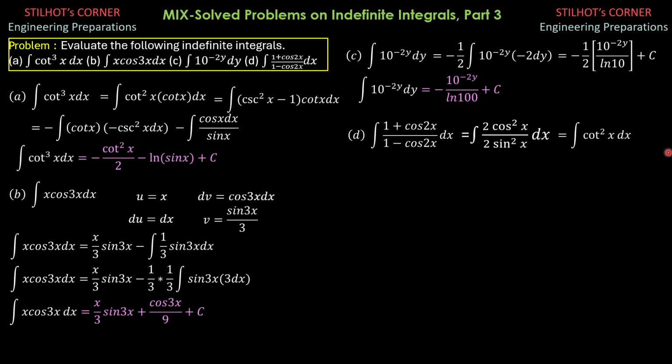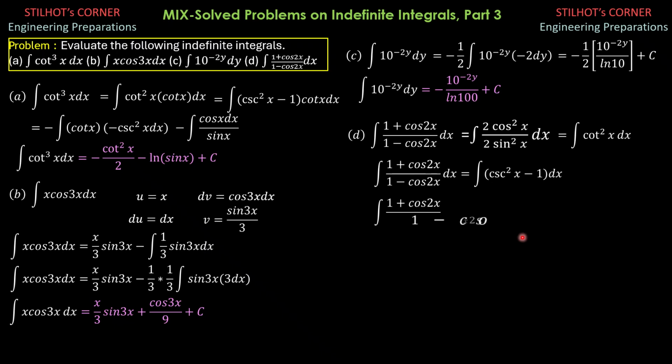And based on experience, we change this by its identity, which is cosecant square x minus 1. So that would now be reduced to integral of quantity cosecant square x minus 1 dx. So we know that the integral of cosecant square x dx is negative cotangent x. Of course, integral of negative 1 dx is negative x, then plus c. So the final answer is negative cotangent x, then minus x plus c.